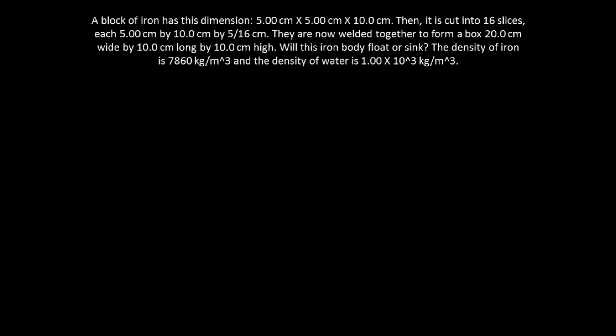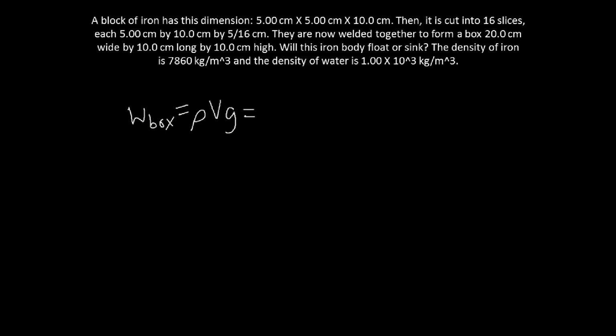So in here, the iron displaces a volume of water. And since the buoyant force is equal to the weight of the water displaced, it is possible that this configuration will float. We assume that no mass of iron is lost in cutting the blocks into the 16 slabs, and that the weight of the welding material is negligible. Thus, the weight of the box is equal to rho times volume times gravity.